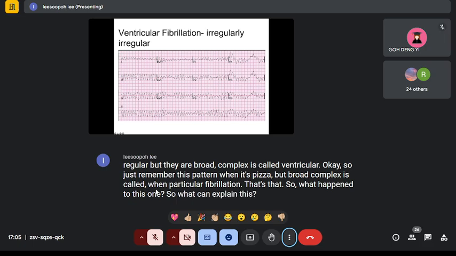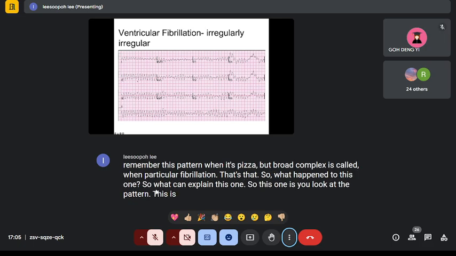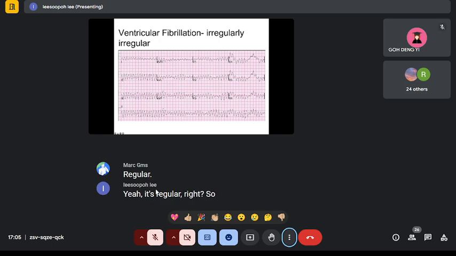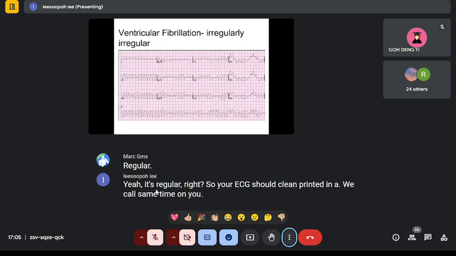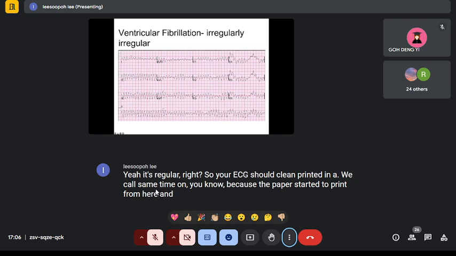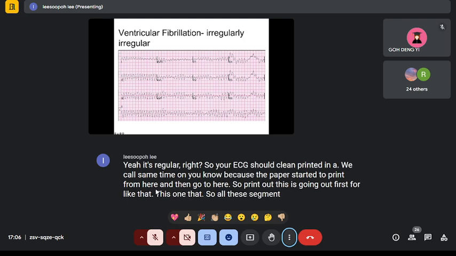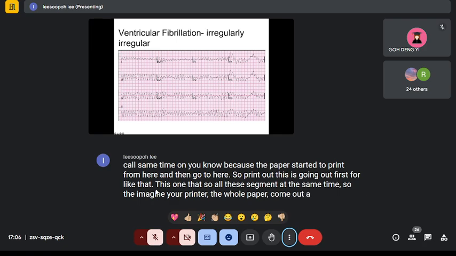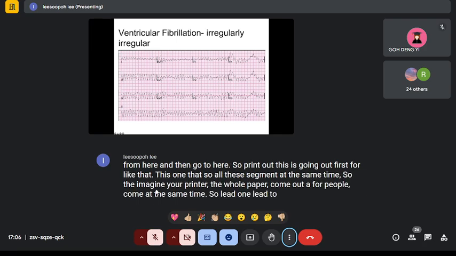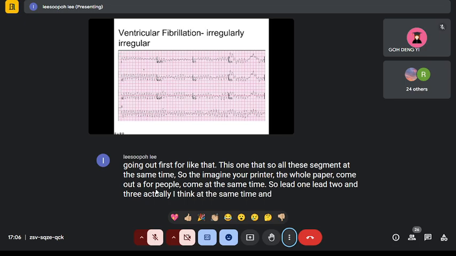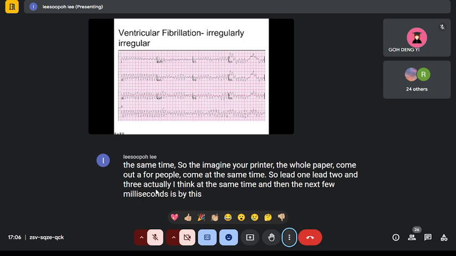So what happened to this one? What can explain this one? If you look at the pattern, is this regular or not? Regular. Yeah, it's regular, right? Your ECG is actually printed at the same time, because the paper starts to print from here and then goes to here. So the printout, this goes out first, followed by this one. All these segments are at the same time. Imagine your printer, the whole A4 paper comes out at the same time. So lead 1, lead 2, and lead 3 are actually taken at the same time. And then the next few milliseconds is aVR, aVL, and aVF, because it's printed out like that.